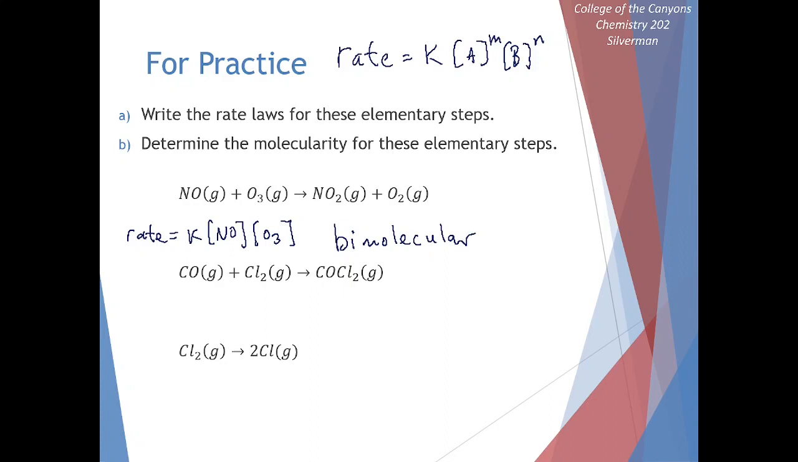Likewise, for this second reaction, normally we would have to do some experiments to determine those exponents in our rate law. But since this is elementary, we have those molecules physically colliding. Our rate has to be equal to our rate constant times those chemicals raised to whatever coefficient is next to them. First order for carbon monoxide, first order for chlorine, once again, bimolecular, overall second order.